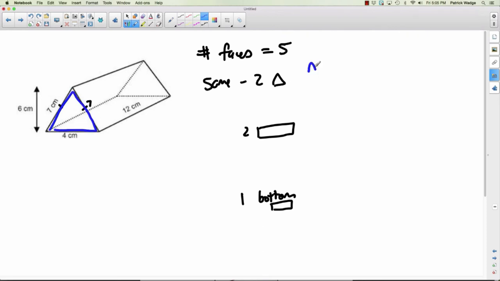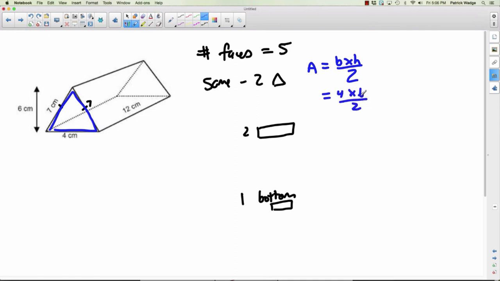So remember what the area is of a triangle? It's base times height divided by 2. Okay, what's the base of the triangle? The base is 4. What's the height? It's not 7. It has to be from the top straight down. Where's that? That's over here. It's the 6. So our area is equal to 4 times 6 divided by 2.